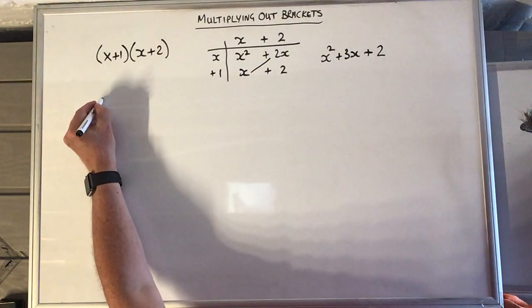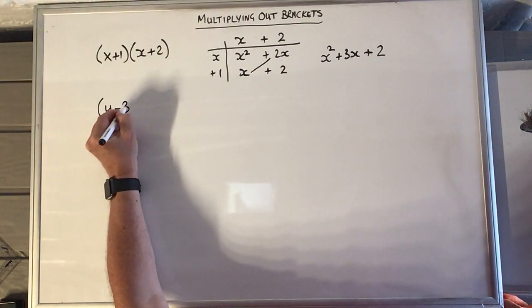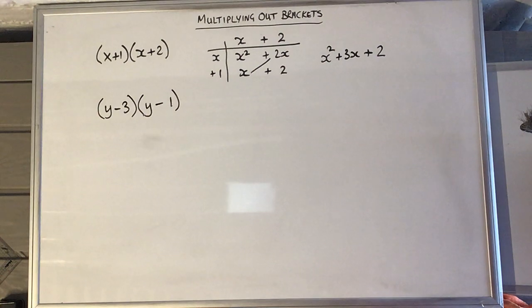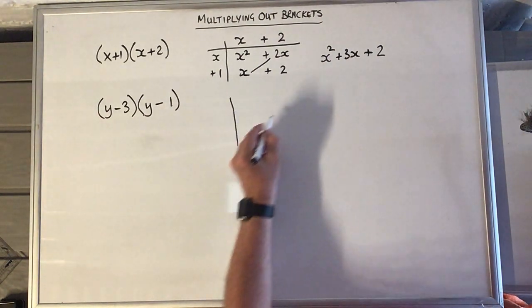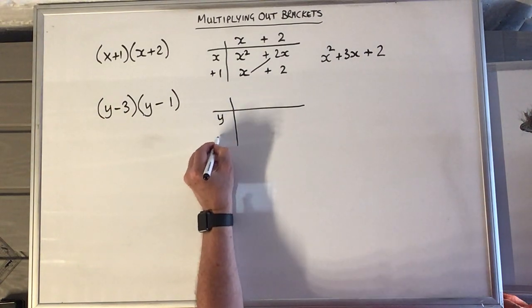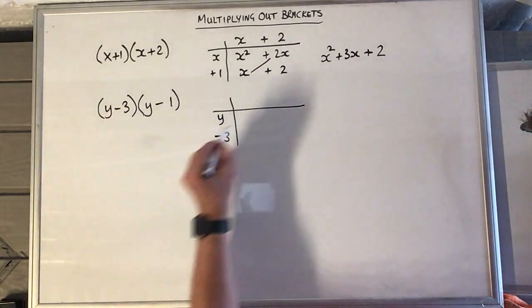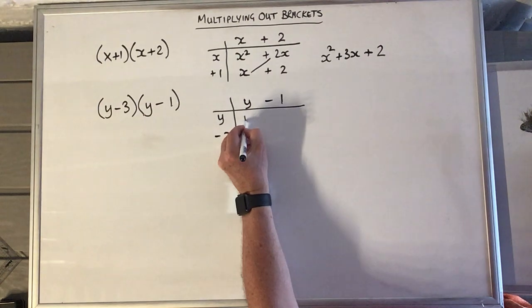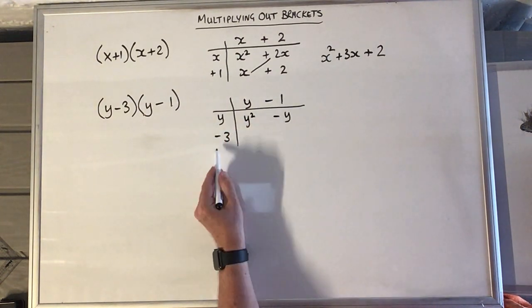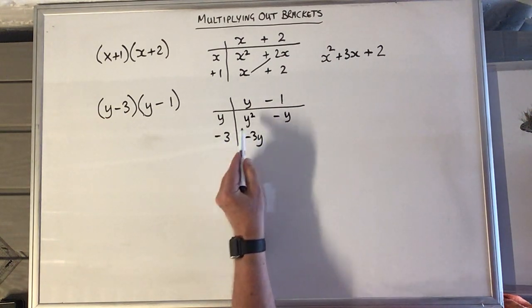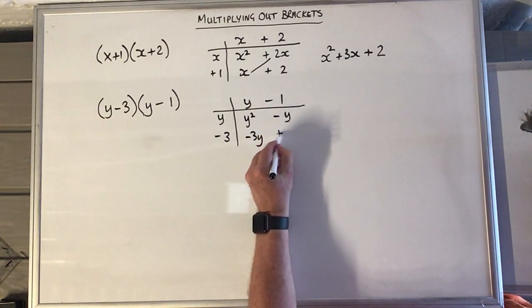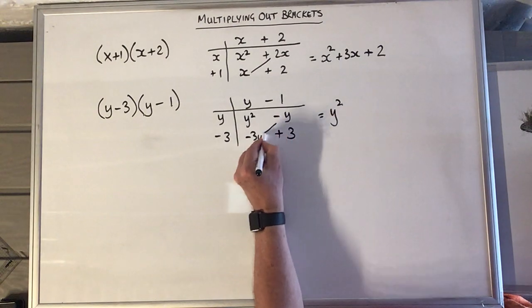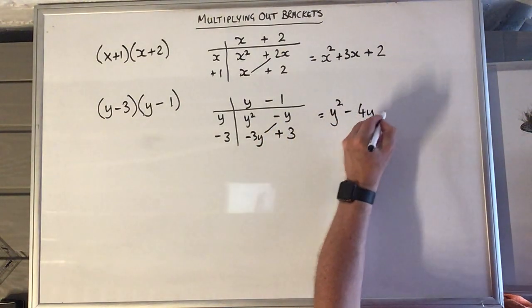Okay, next question. Let's put a few negatives in. y minus 3, y minus 1. Set up the grid. y minus 3 down the side, that's the first bracket. Second bracket along the top. And we just multiply it out again. So we get y squared, minus y, minus 3y, and negative 3 multiplied by negative 1 is plus 3. Final answer: y squared, tidies up diagonal, that's a negative 4y plus 3.